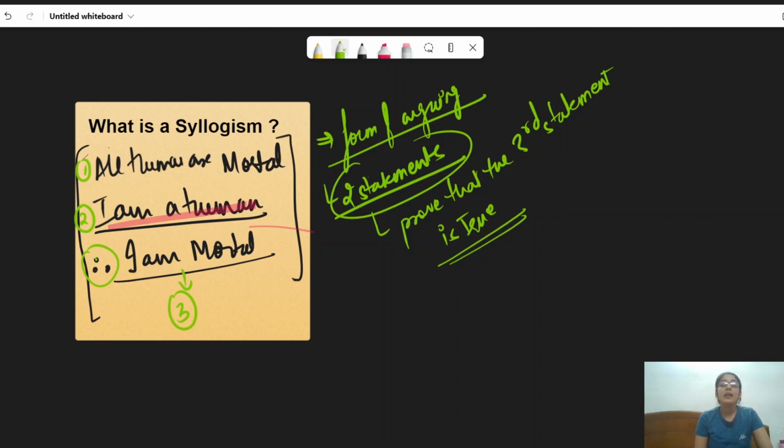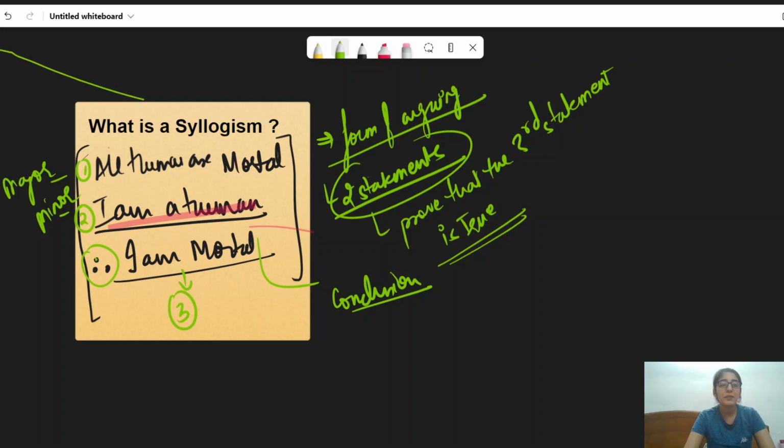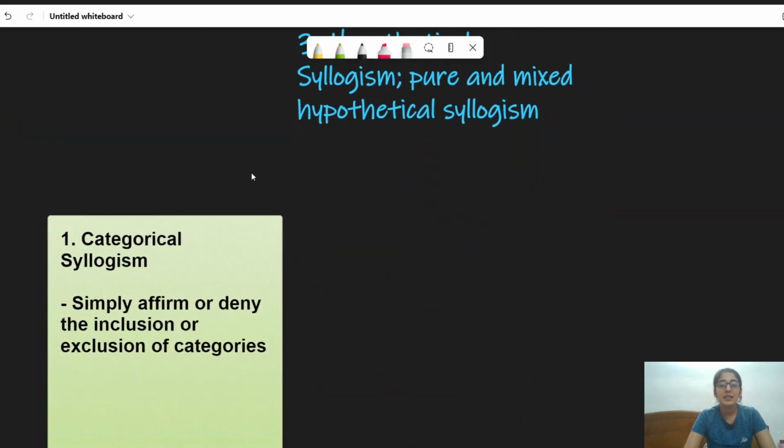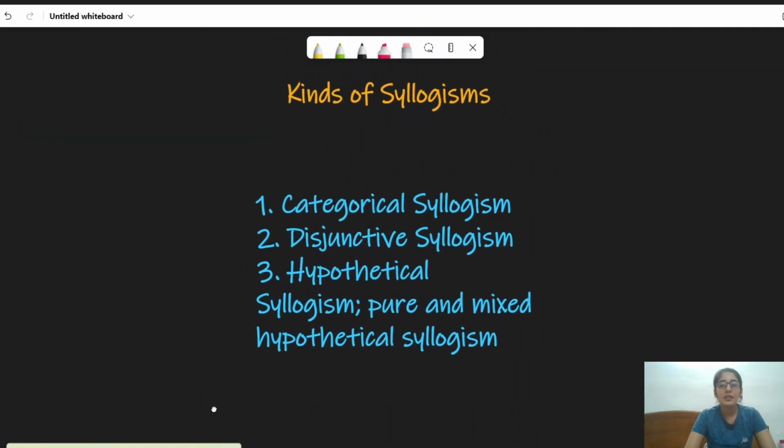Is this clear? Now this, what we understand, is called the major premise. This is called the minor premise. And this is called the conclusion. So this exactly is what a syllogism is all about. And after discussing what exactly is a syllogism, let's get next to what we have to study about the different kinds of syllogisms. I hope the basic definition of it is clear. Remember this definition for the exam's purpose, and let's now refer to the kinds of syllogisms.